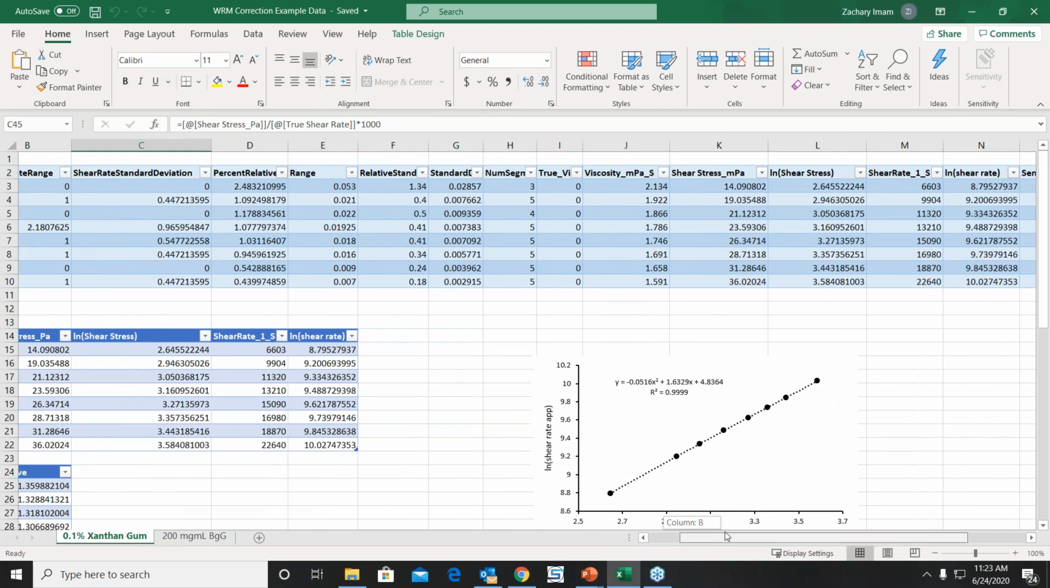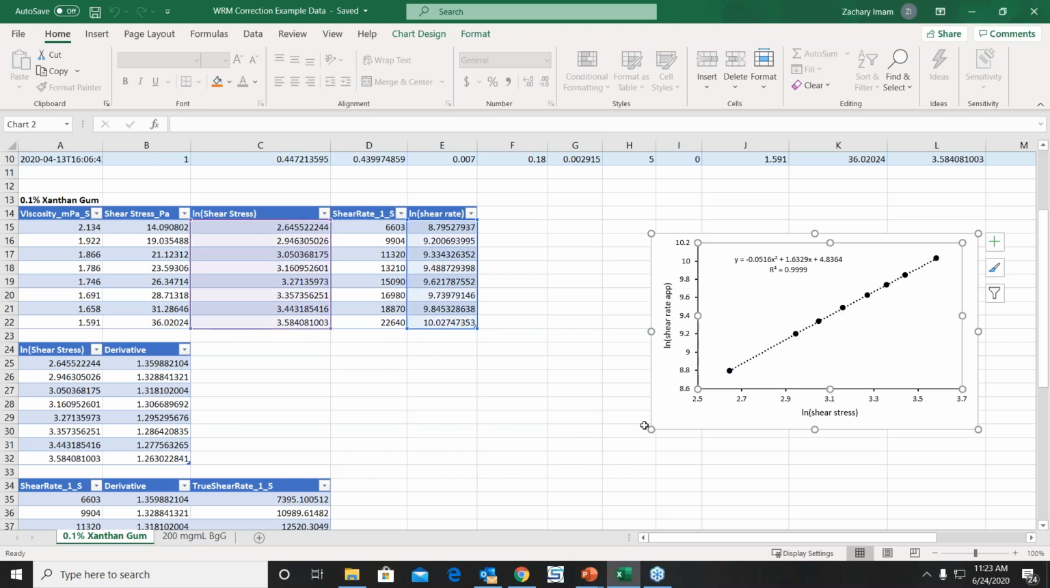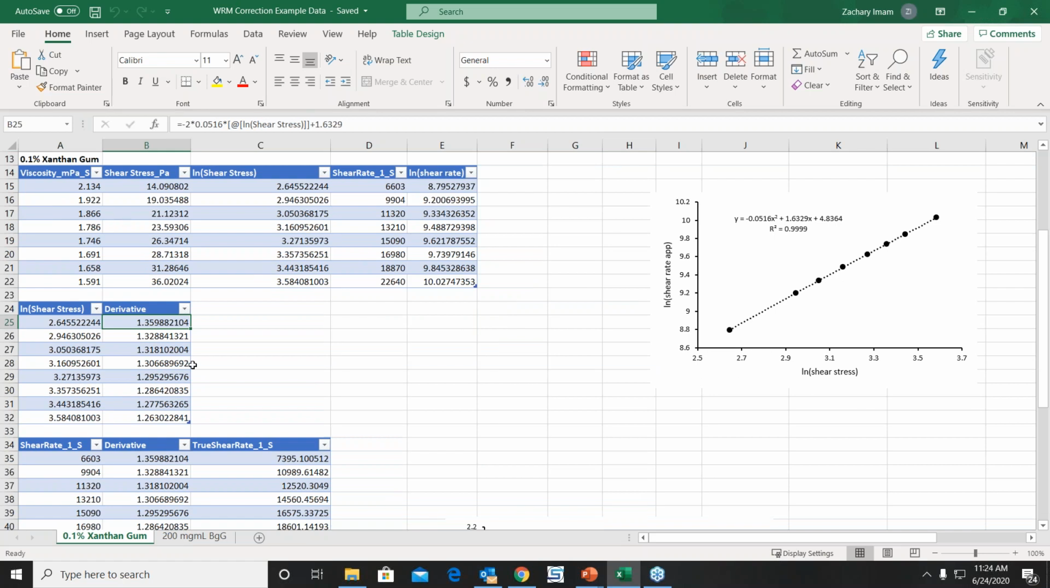But here I have just a complete version of the correction just to show you. So, the viscosity that the instrument measured, and then the shear stress that the fluid experienced in the chip, and then here I took the natural log of that shear stress, and then I have the shear rate, took the natural log of that, and that's plotted on this chart. You can see that I fit this data to a quadratic equation, which here says it's negative 0.0516 x squared plus 1.63x plus 4.38. And so what we do is we take the derivative of this equation and then plug in the natural log of the shear stress at each of these points to get the solution to the derivative.